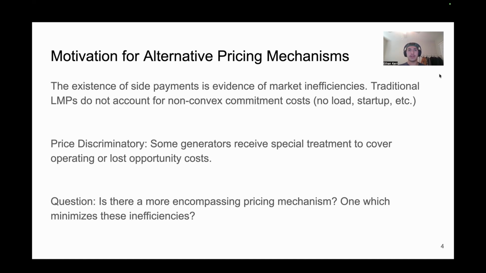This is when some generators receive special payments to cover operating or lost opportunity costs, which we speak on later. And this shows that it is not purely competitive, because it is bringing in an external factor to keep the cost itself afloat or at a uniform price.